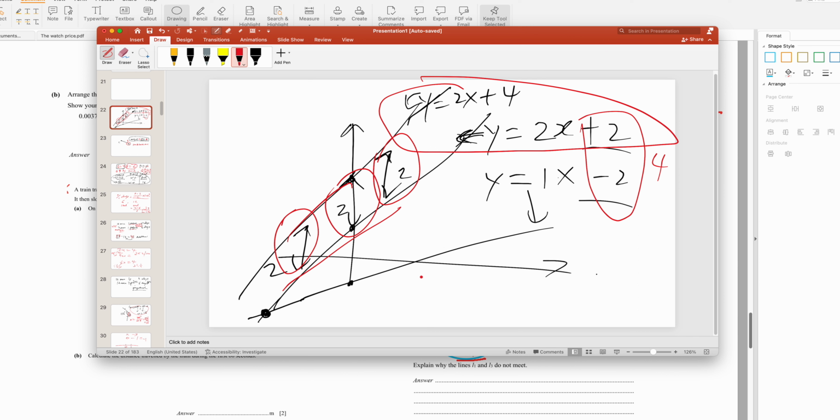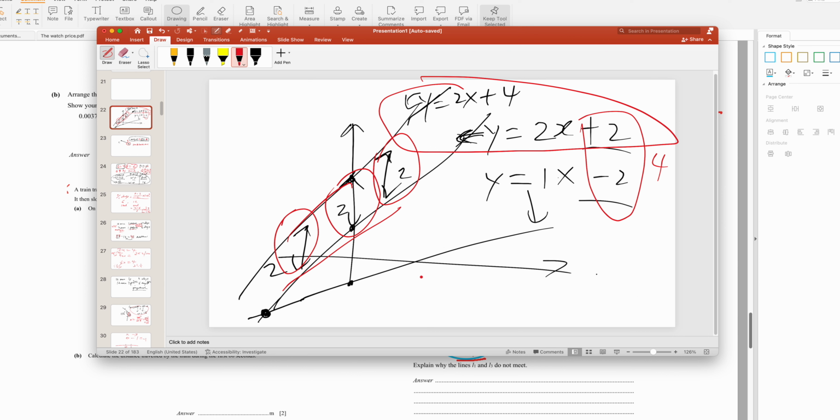Because they have the same gradient too. Same gradient. And they have the same gradient, what does that mean? When they have the same gradient, these 2 lines are parallel. Yes. So parallel lines never meet.